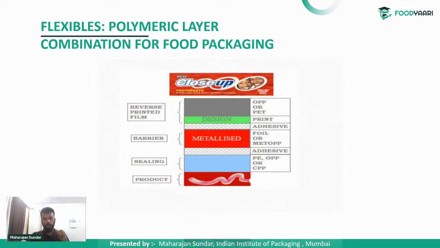Okay, and the foil is metallized. The barrier layer here is metallized OPP or foil. Metallized OPP is nothing but OPP laminated with aluminum powder or aluminum sheet. And in between the foil and the food contact layer, there will be an adhesive to maintain the structure. Then above the metal foil, again there is an adhesive, with an OPP or a PET film which is reverse printed.